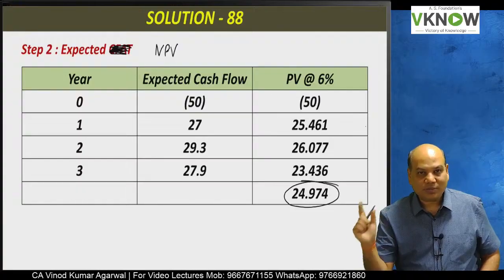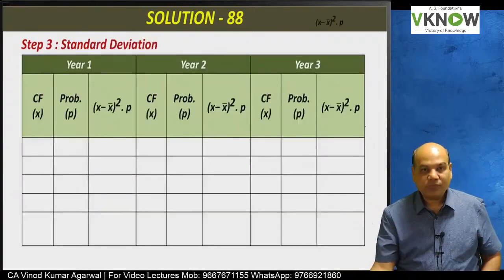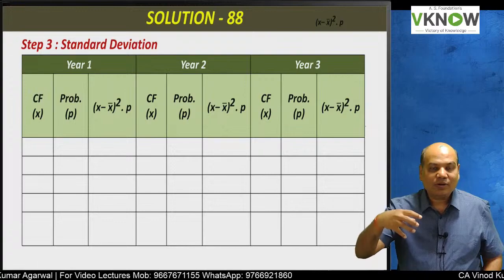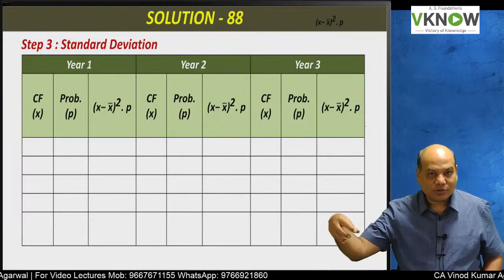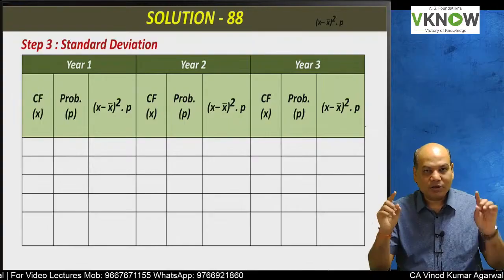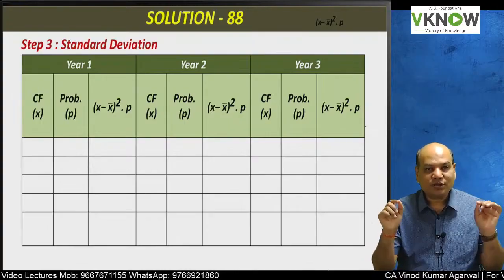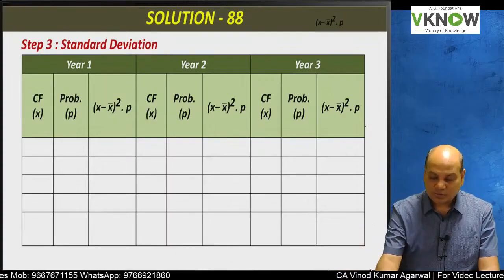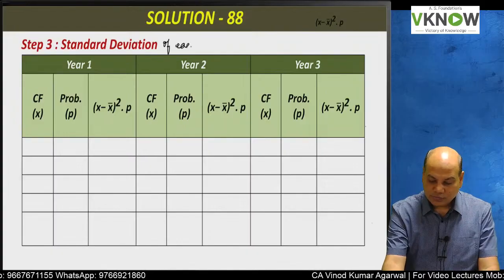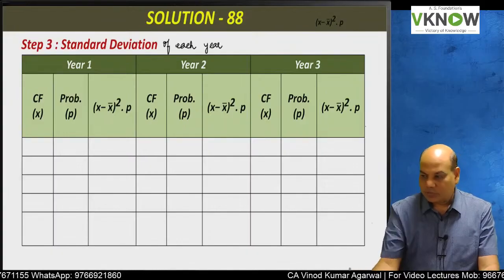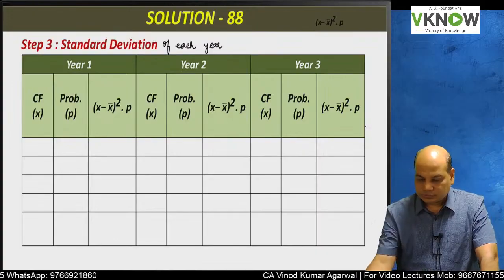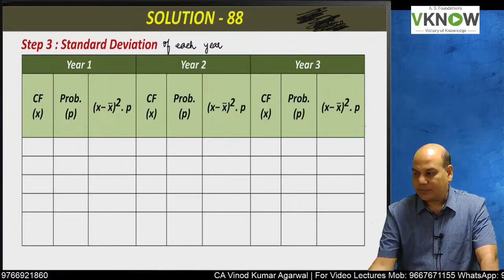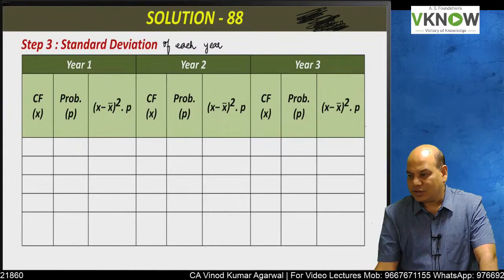What is the expected NPV? For the second answer, we have to find the possible deviation of NPV. This question has given you 3 years, 1, 2, 3, and CFAT and probability. So I need to first compute the standard deviation of each year, then I will apply the Hillier model. Step number 3, standard deviation of each year.